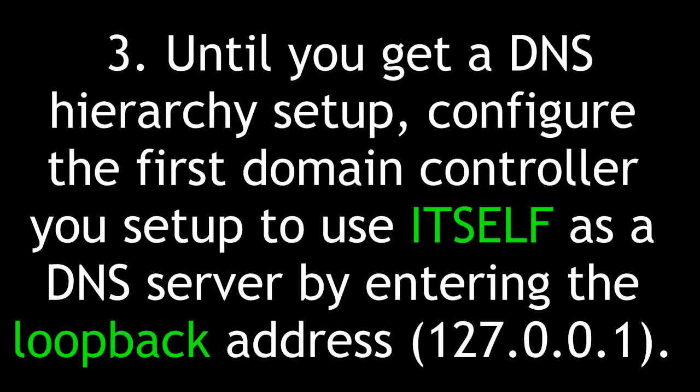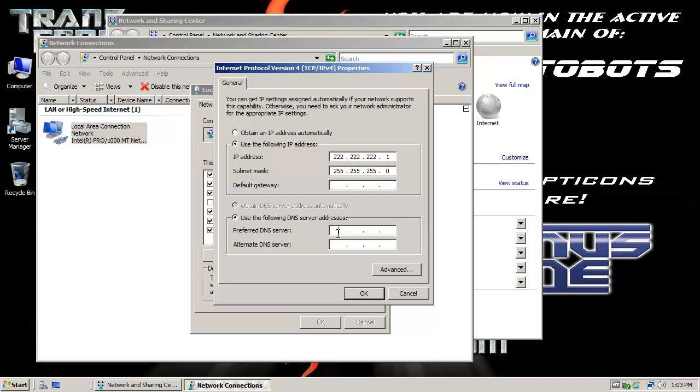3. Until you get a DNS hierarchy set up, configure the first domain controller you set up to use itself as a DNS server by entering the loopback address. Now this is important for the DNS server. When you're first setting up Active Directory, odds are you're not going to have a DNS server, because we're starting from scratch, so to speak. So there's no DNS server that we can utilize.